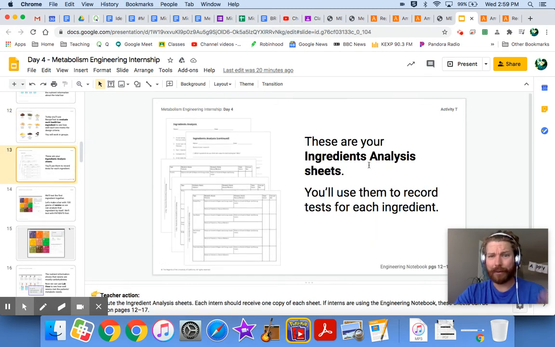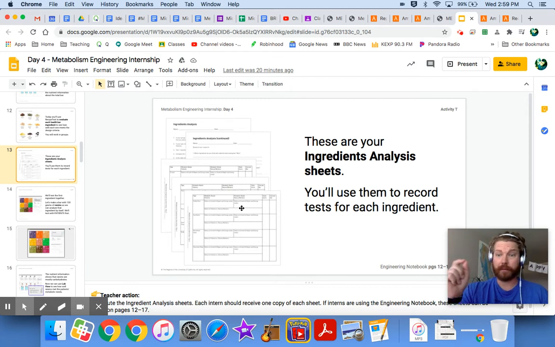We have these ingredients analysis sheets. I have attached these to your lesson in Google Classroom so that you can record your results for each of the ingredients. Now they are in PDF form, lo siento. You could put them into an editable PDF extension or app. You could copy and paste them into Google Drawings and just put text boxes there.